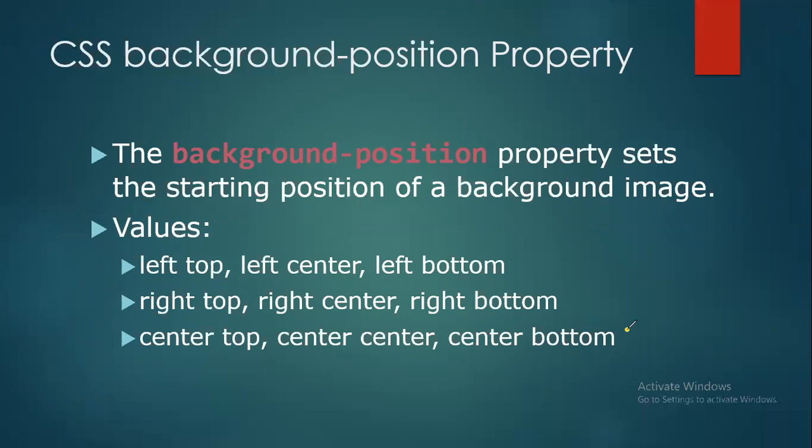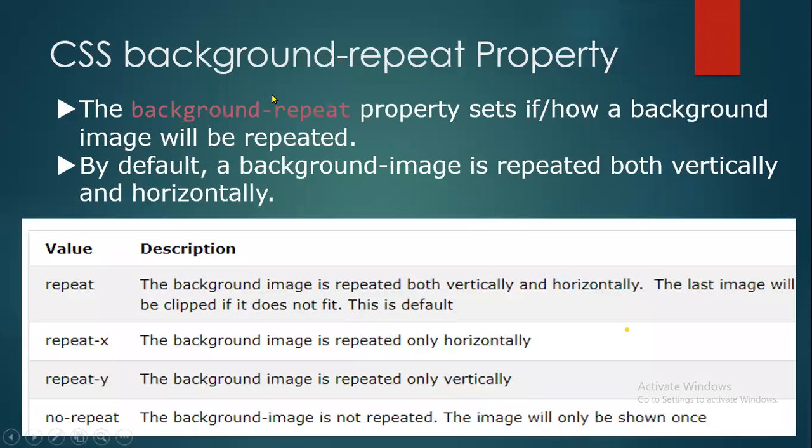Okay, so next we have the CSS background repeat property. So what is the CSS background repeat property? The background repeat property sets if and how a background image will be repeated. Like you may want to repeat the image along the x-axis, or along the y-axis. So wherever you want to repeat the image, you can choose that particular value.